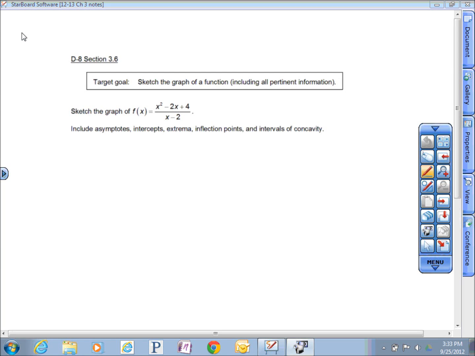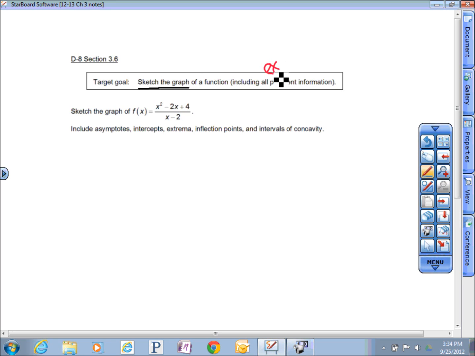So here we go. Last big day of graphing in Chapter 3. We're in Section 3.6, and the goal of this section is to put it all together. So we're trying to create these graphs now. So what's going to happen? Including all pertinent information. So what's that going to mean?